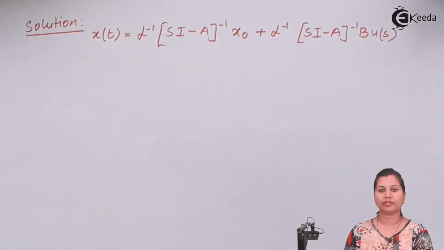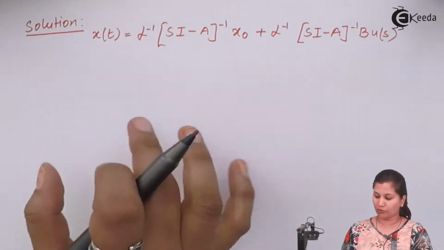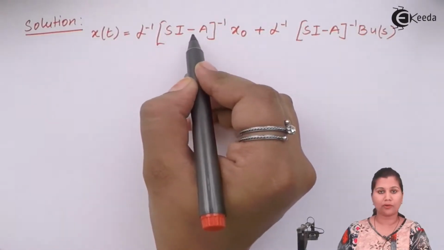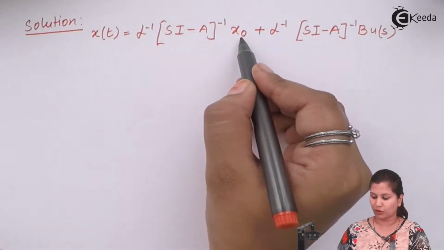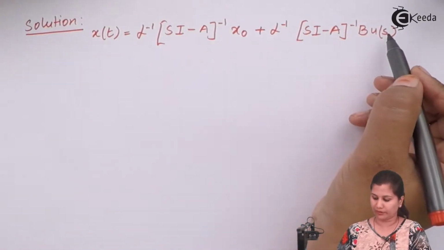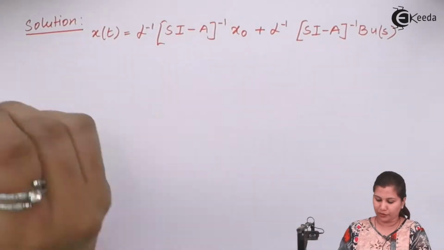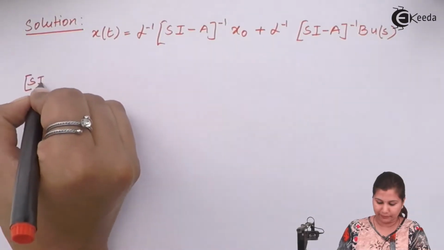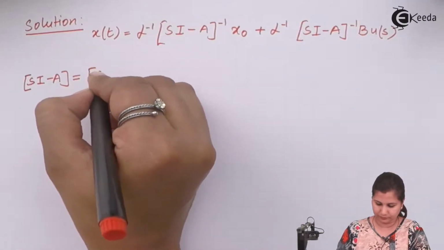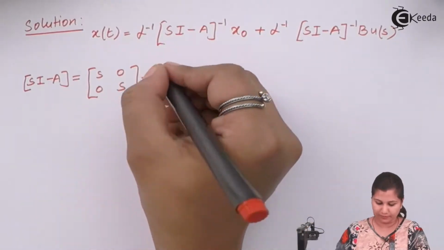This is the formula for the time response of a time invariant, non-homogeneous system. So we have the inverse Laplace transform of (SI minus A) inverse into X naught. X naught is given to us in the question. B is also given and U(s) is also given. Okay, so we are going to first calculate this (SI minus A) inverse. For this we will first calculate SI minus A. The A matrix is given to us in the question.